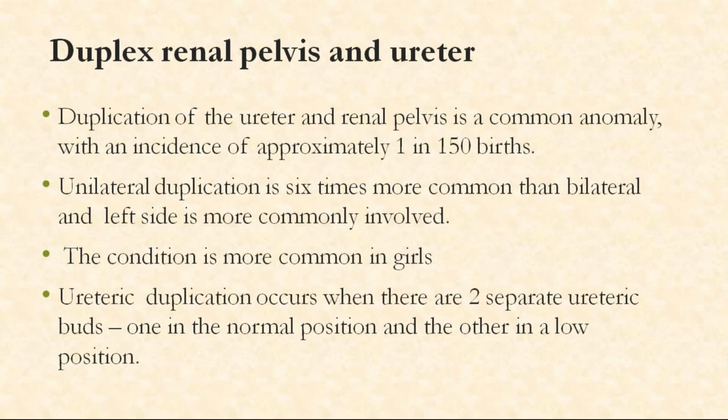Then, duplex renal pelvis and ureter. Duplication of the ureter and renal pelvis is a common anomaly with an incidence of approximately 1 in 150 births. Unilateral duplication is 6 times more common than bilateral, and the left side is more commonly involved. The condition is most common in girls. Ureter duplication occurs when there are two separate ureteric buds, one in the normal position and another in a lower position.